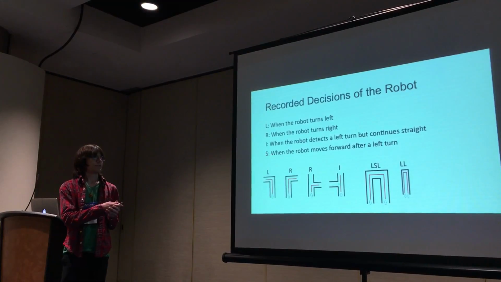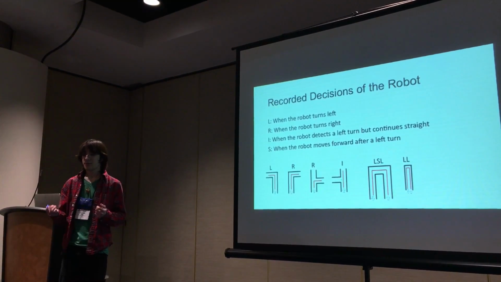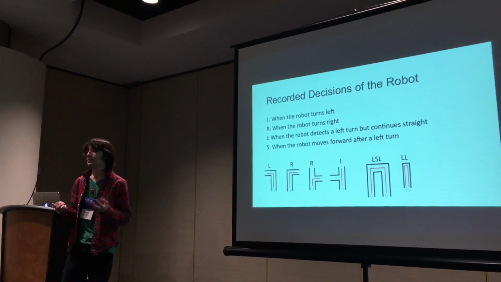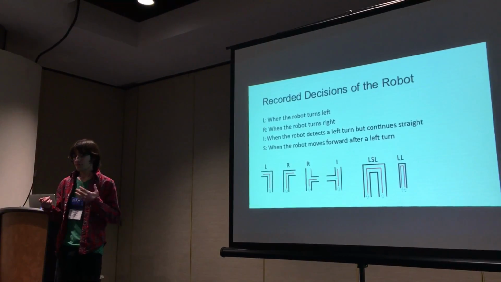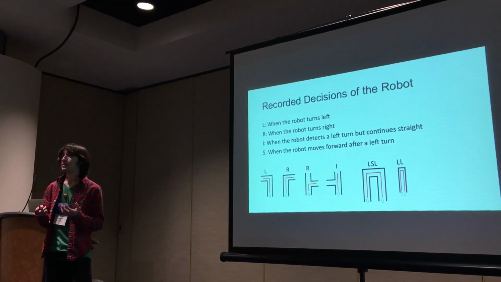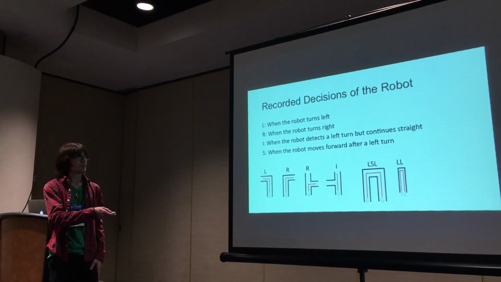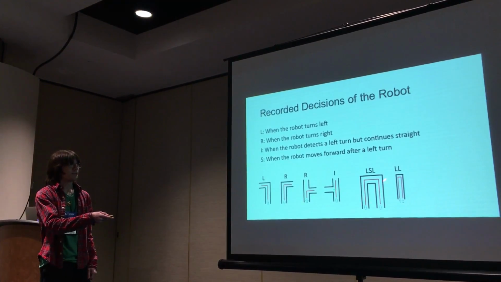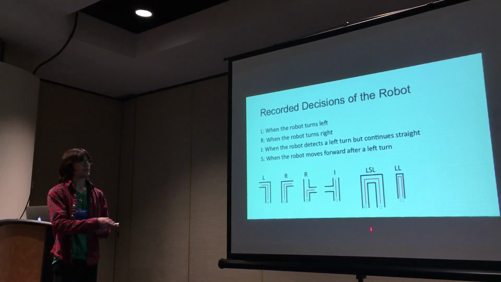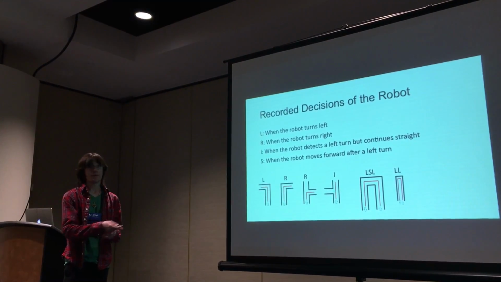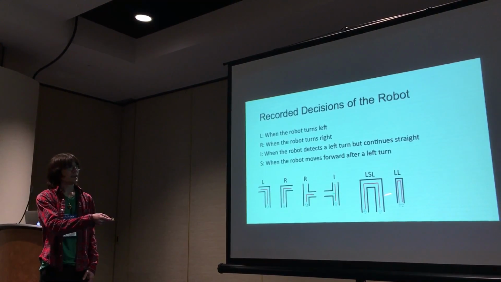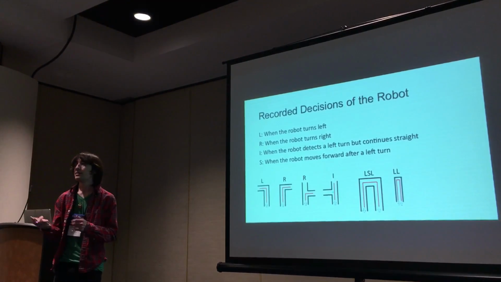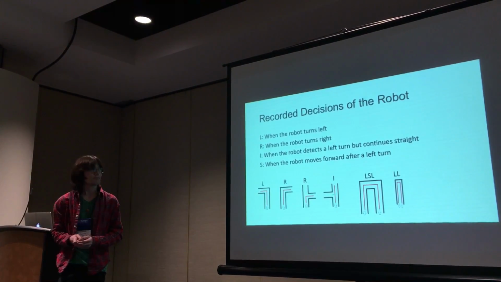Then the last thing it records is an S, and it records this when the robot moves forward a bit after a left turn. Now, this is really crucial to the algorithm because what this lets us do is distinguish between these 2 parts of the maze right here. An L followed by an S and an L means we enter in one way and then come out through a different path, where if we have 2 L's, that just means we've essentially turned around.